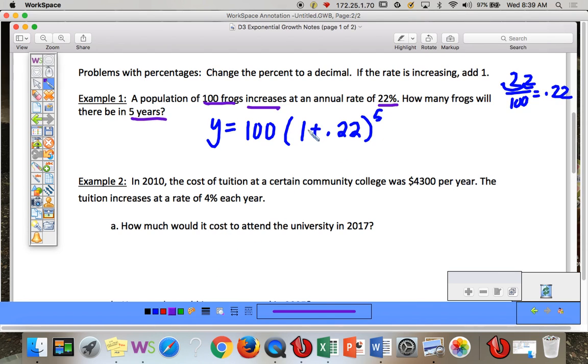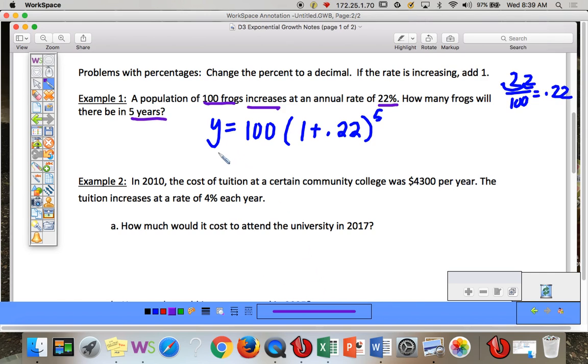Now the reason why we add a 1 is because if it's increasing 22% a year, we take the 100 frogs and we add 22% more. And so the 1 stands for 100%. You take 100% of the frogs from the year before and you add 22%.